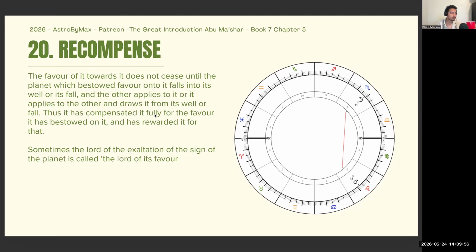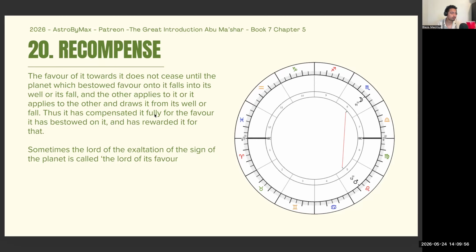Or the planet applies to a planet and the receiver of the application is in the house of the giver or in one of its other shares. So for example, this is like if Venus is in Pisces and Jupiter is in Taurus. By Venus being in Pisces, Venus is exalted, she's in good dignity there, and she's in the sign of Jupiter. And Jupiter is in the sign of Venus. That is a type of mutual reception. They are both in each other's signs.